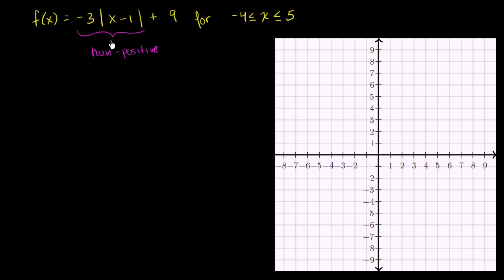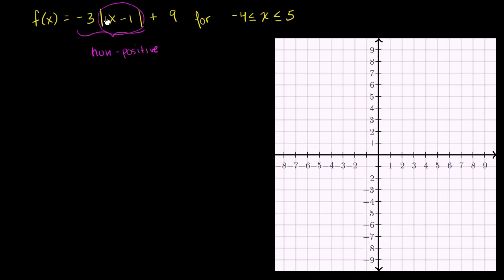Now, if this is always non-positive, what is the maximum value of this function? Well, the maximum value happens when the absolute value is equal to 0. When the absolute value part of the expression is equal to 0, then this part is 0, and the function hits its maximum value at f(x) is equal to 9.